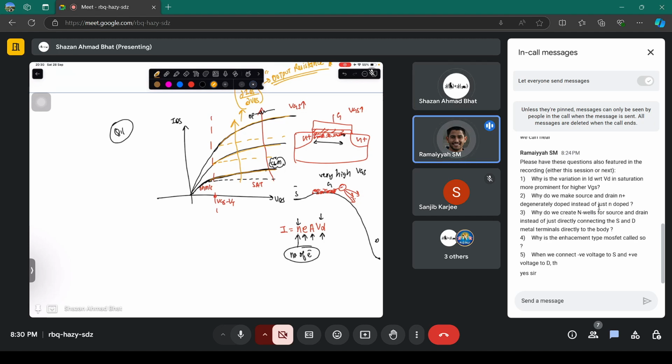Okay, sir. In that case, if it is flat, we'll have infinite resistance. Yeah, you cannot have a flat thing, definitely, right? You cannot have a pure constant current source, because in that case, what will be the slope? It will be zero, and 1/0 is infinite, and resistance will be infinite.